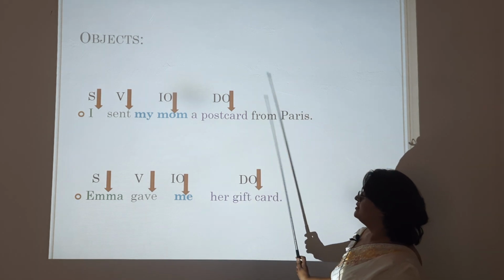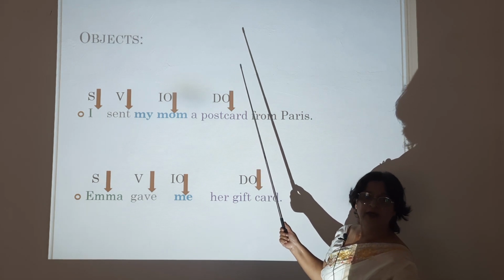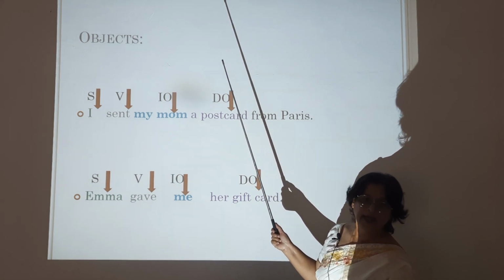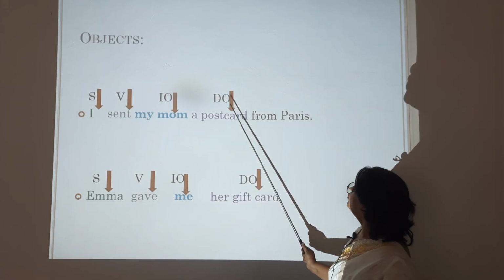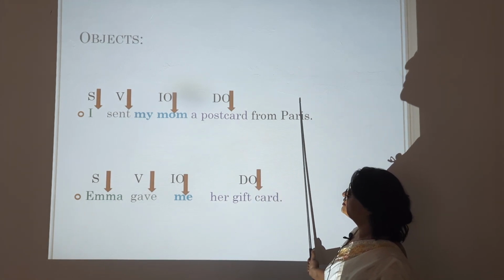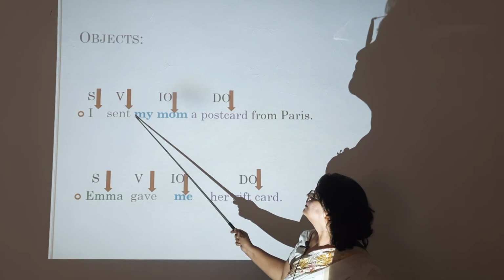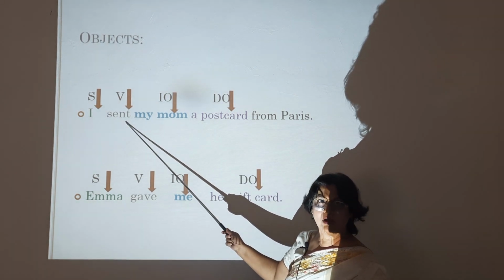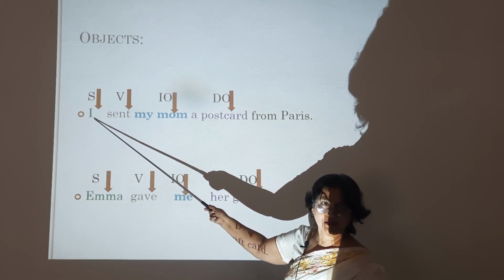Look at the sentence, children. How do you know what is a direct object or an indirect object? I sent my mom a postcard from Paris. What did I send? See, sent is the verb. Who sent? I sent. So, I is the subject.